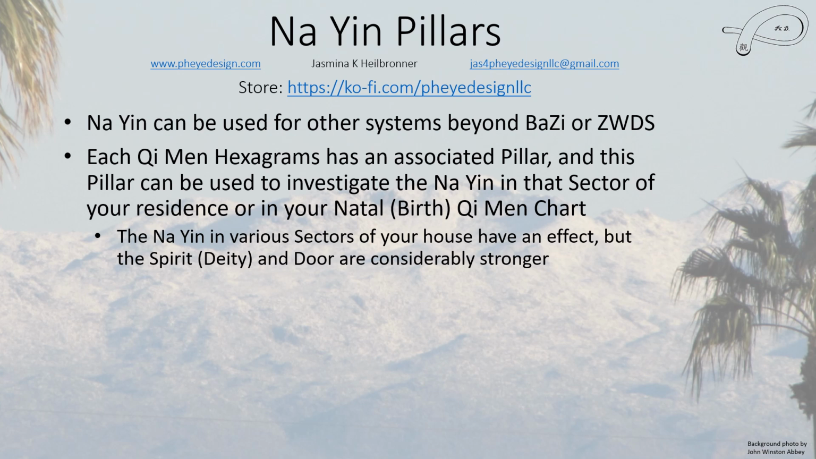Of course, if you've got good stars and a good spirit and a good door in your home office, you're going to get, let's say, 95% of it, and then Na Yin can maybe give you another 5. Or maybe you get 90% and it gives you another 10%. You still get most of it from the spirit and the door.